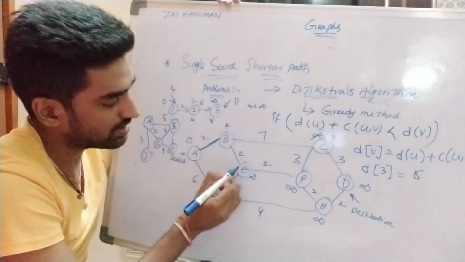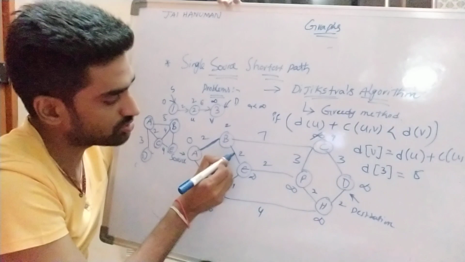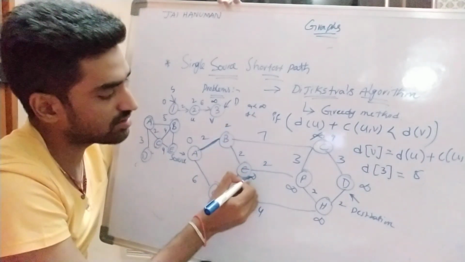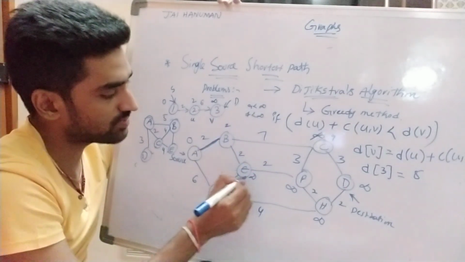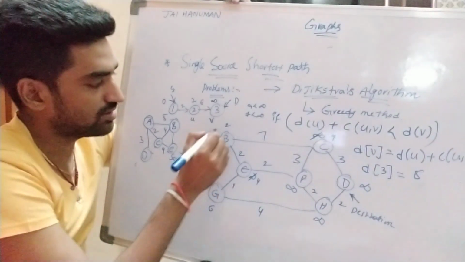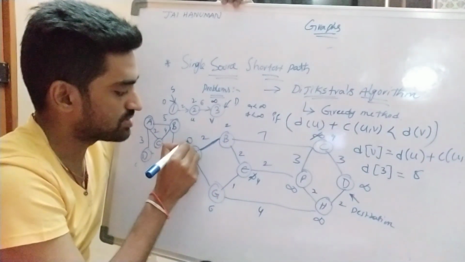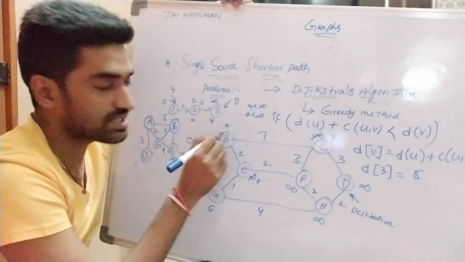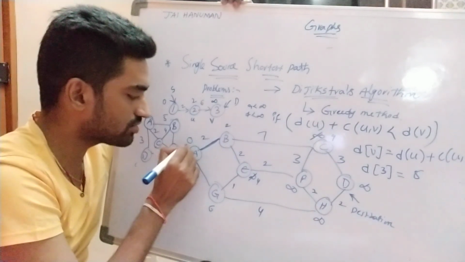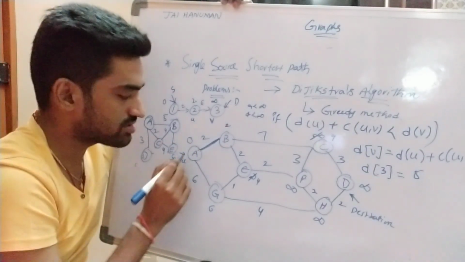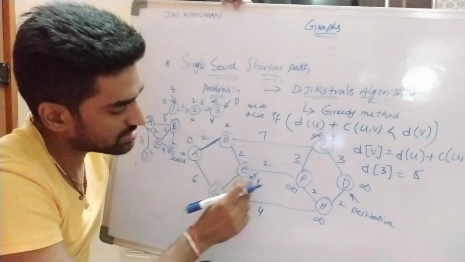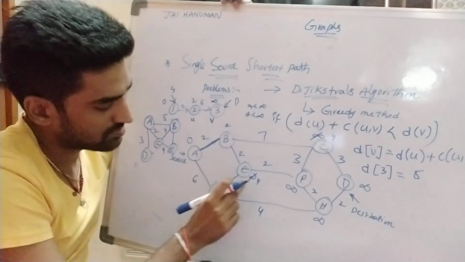Here 2 plus 2 is 4. 4 is less than the cost of E, which is infinity. So that's why I am replacing it with 4. Here 2 plus 2 is 4, versus 0. 4 less than 0, the condition is failure. So we need not update the cost distance of A, right? Among those, which one is the least distance?